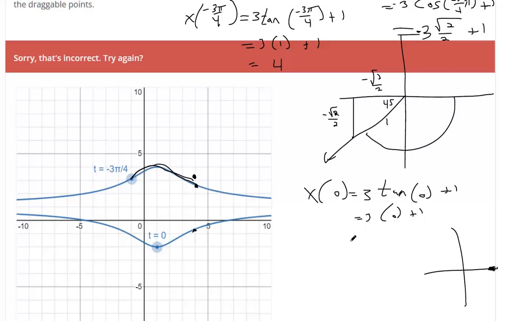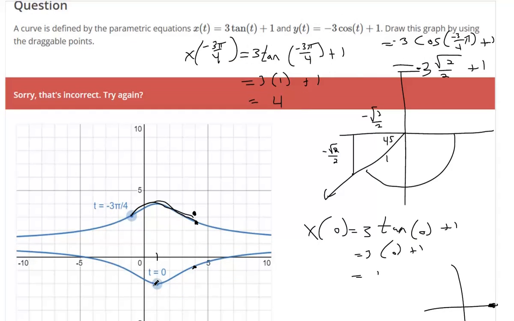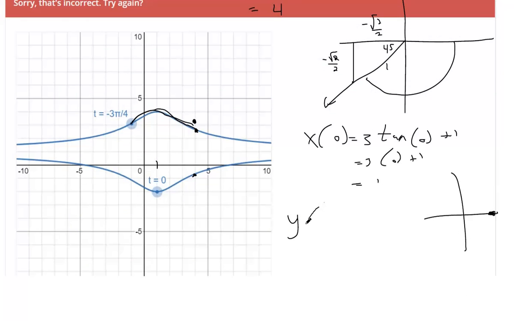So 3 times 0 is 0. 0 plus 1 is 1. So the x-coordinate should be 1. It looks like this student has this part correct, at x equals 1, t equals 0. Then you want to plug it in to find out what the y-coordinate is. If this student has it right, the y-coordinate should be -2. If I plug in 0 for the parameter for y, I get -3 times cosine of 0 plus 1. Cosine of 0 is 1, -3 times 1 is -3, so that makes -2. That checks out. This is the correct dot for this one.